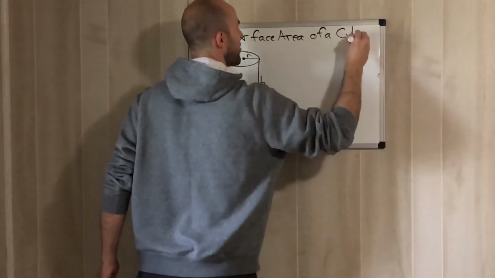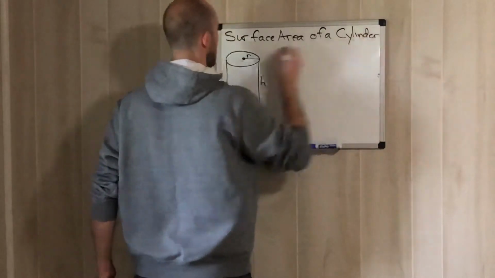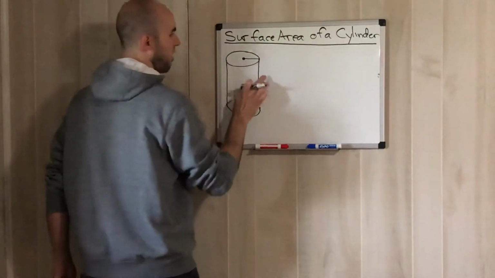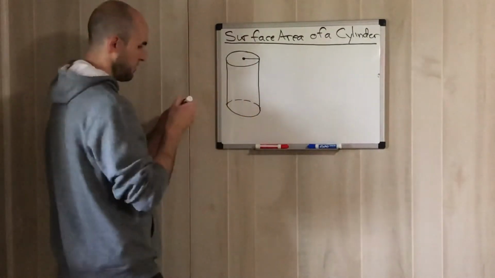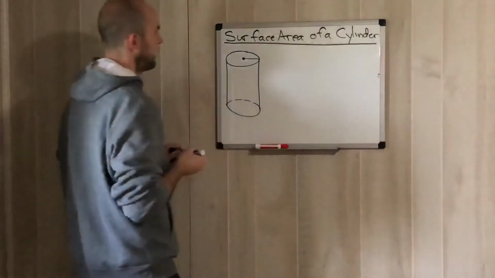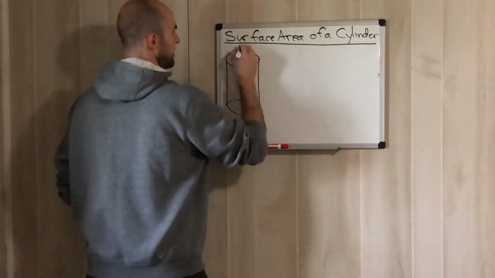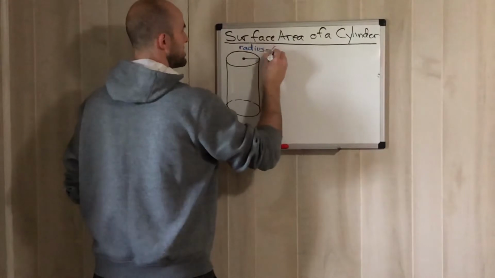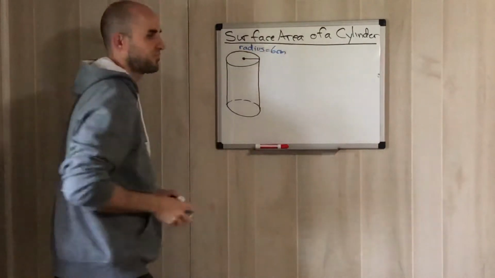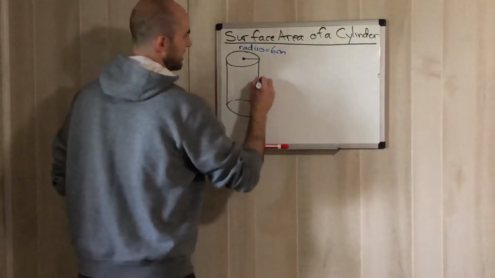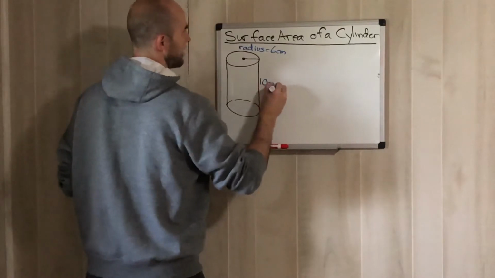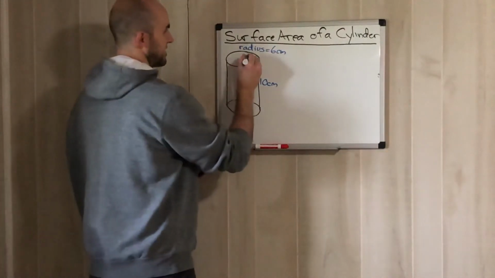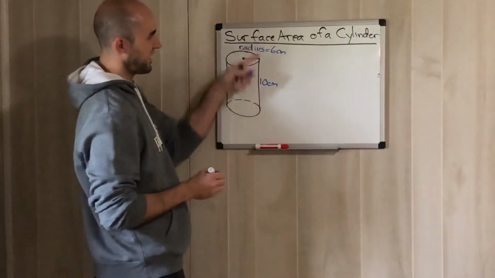And we're going to use the formula, but I want to actually use numbers now, just so you can see how you would apply this. Instead of saying r, instead of saying height, let's actually give it value. Let's say that the radius is 6 centimeters, right? And let's say that the height is 10 centimeters.